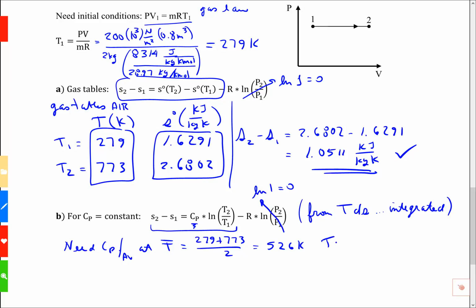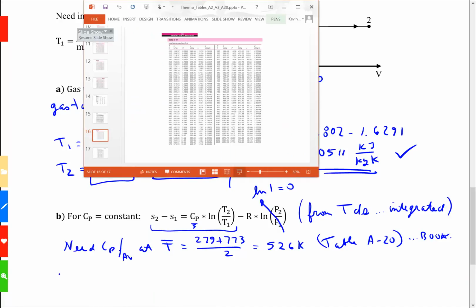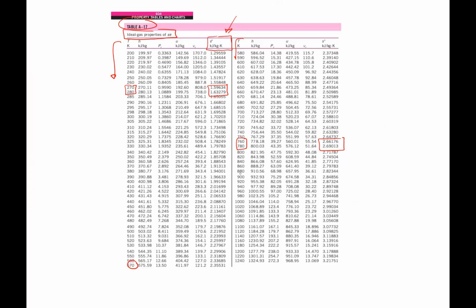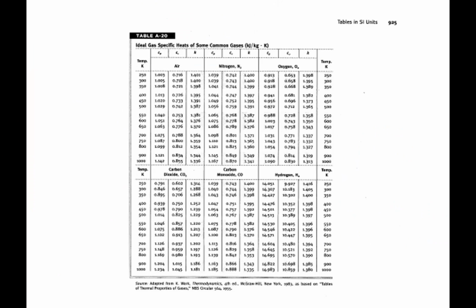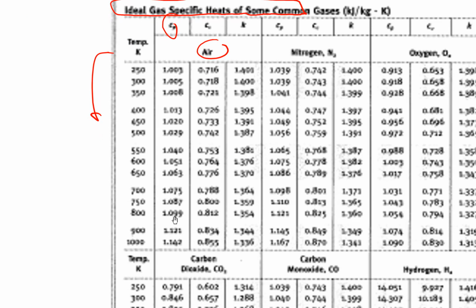The table we have for C sub P is table A20, and be sure to tell your grader which book you're talking about. Let's see, is this what I want? That was the previous table. Here we are. Here's table A20. Ideal gas specific heats of several gases. Air is here, and temperature goes down this way, and C sub P is the first column. I guess this isn't the clearest table. C sub P is the first column, and we're looking for 526.